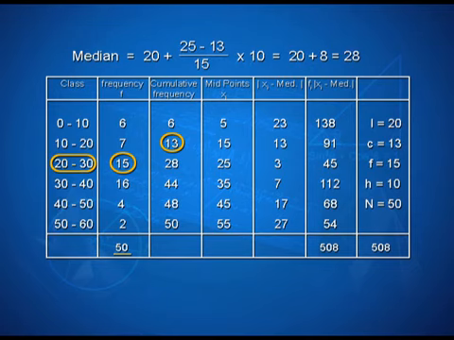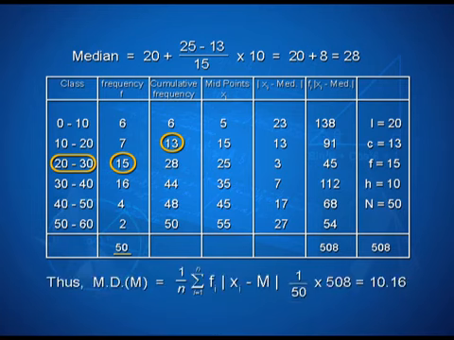Now, by taking the difference of xi minus median, we get the following entries here. Then we calculate the product of frequencies and the difference of xi minus median. So, we get these here and we find the total of these, that is 508 in this case. So, using the formula for mean deviation about the median, we have 1 upon n into the summation, i ranging from 1 to n, of fi into the absolute value of xi minus M. Substituting the values, we get 1 upon 50 into 508, that is 10.16. Therefore, the mean deviation is 10.16.